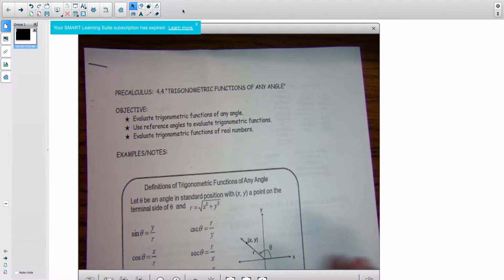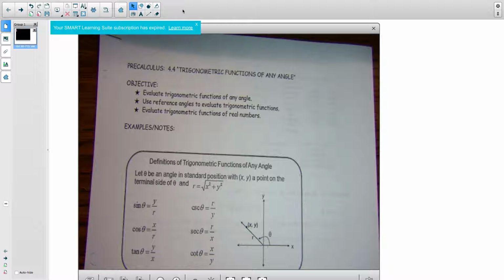All right, 4.4, we're going to look at the trigonometric functions of any angle.